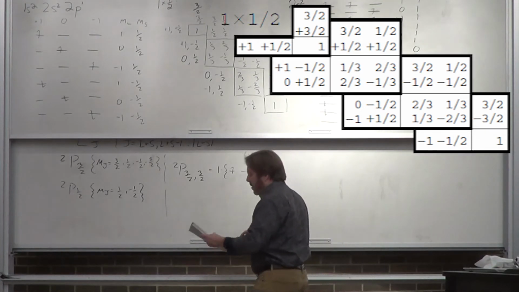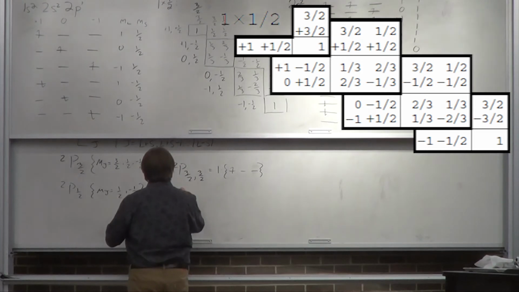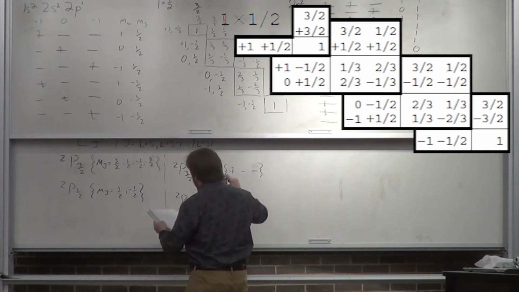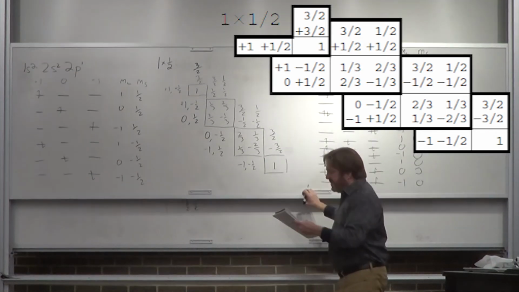Okay, let's do a harder one. Let's do 2p 1/2, 1/2. Obviously, there's 6 of them. Okay. Now I'll go back here.